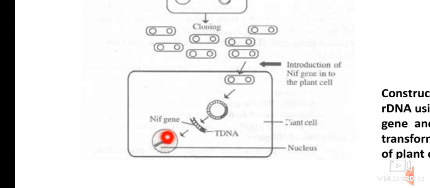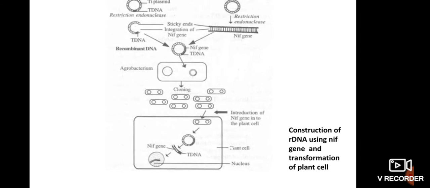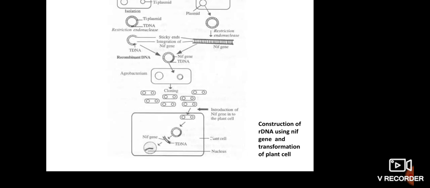It is transferred into the plant cell genome, where it gets incorporated with the plant genome and replicates along with the plant genome. Thus, the plant genome gets the property of nitrogen fixation. So, this is a picture of construction of recombinant DNA using NIF gene and transformation of plant cell. Means it gets into the plant cell. We say the plant cell is transformed, transformation of plant cell.